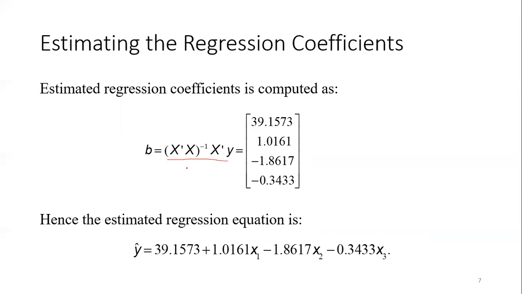At the comfort of your home, you can just make this multiplication to see whether it's really equal to this one. So the estimated regression equation is equal to this thing. Remember, this is B0, this is B1, this is B2, and this is B3. So this is your estimated regression line.